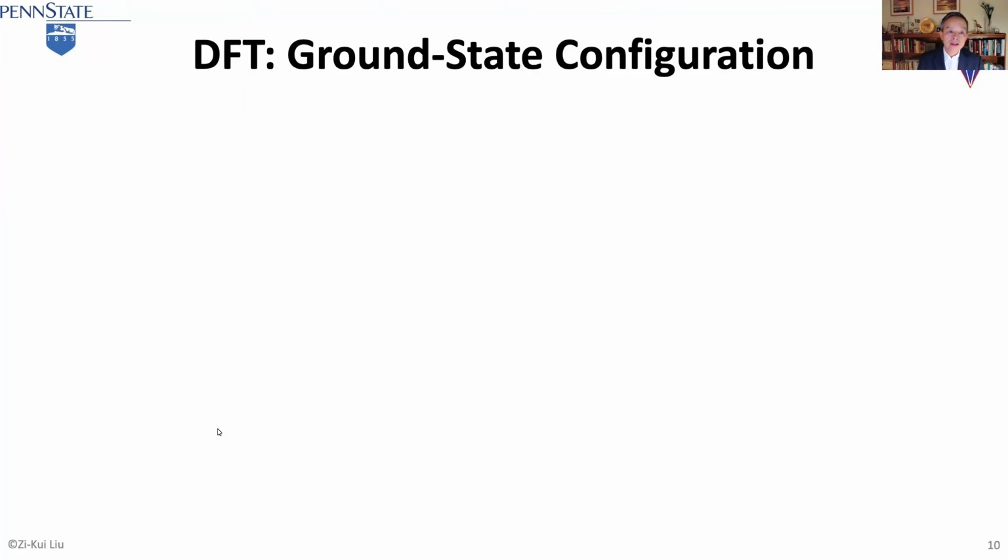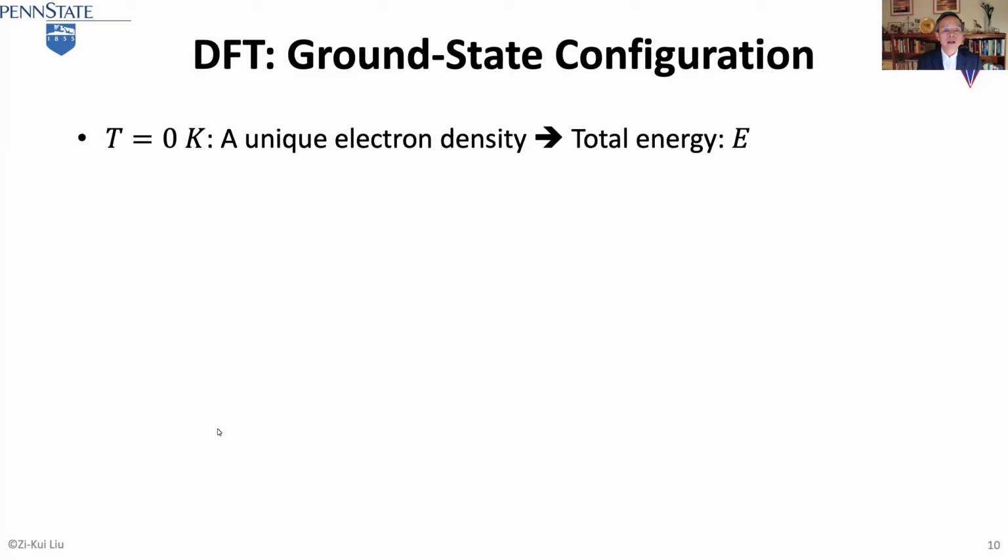So let's look at the DFT calculations. DFT calculations are for the ground state configuration, which means that for any system, the stable state has the lowest energy at 0 Kelvin with a unique electron density functional. So what happens at T equals 0 Kelvin? There's a unique electron density that gives the lowest total energy of the system.